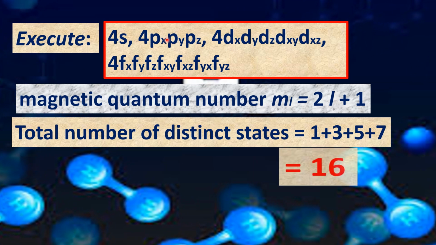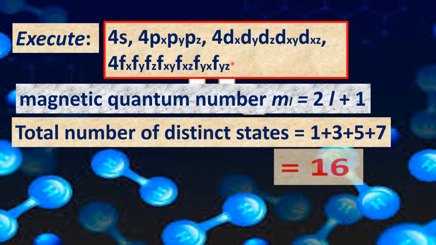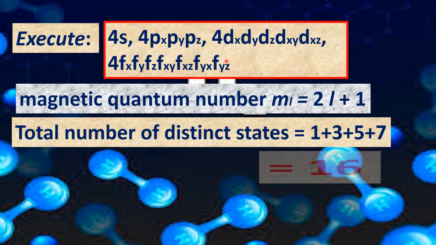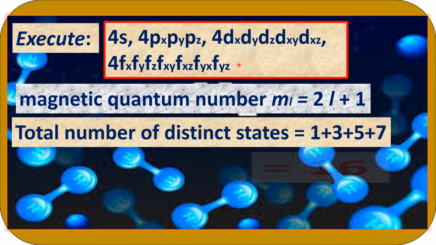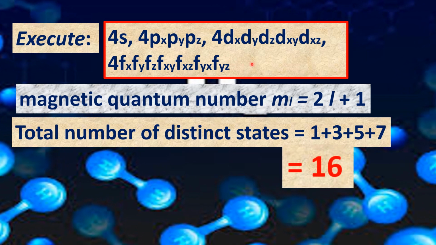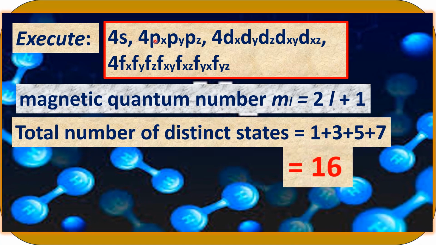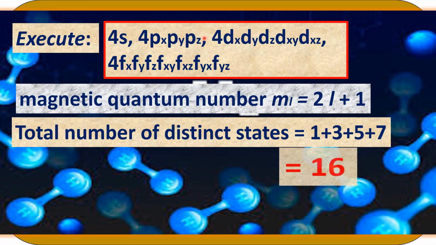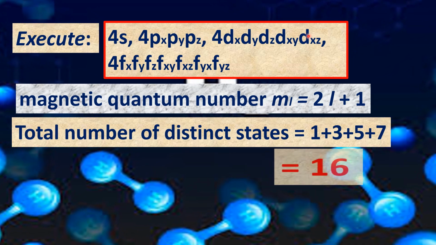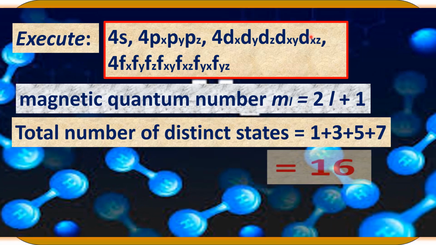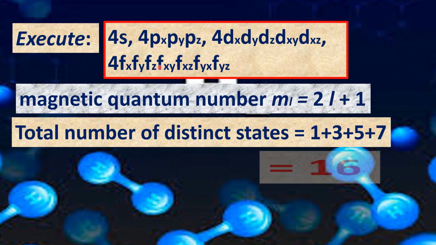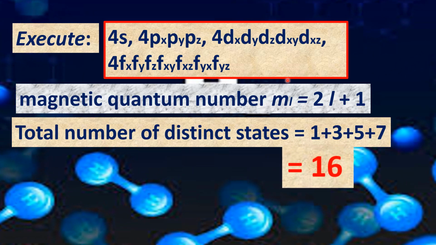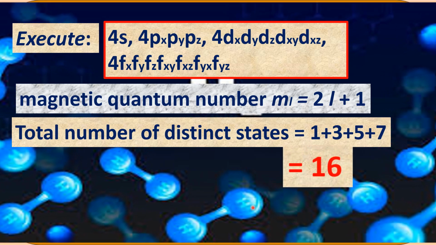So if you add all of these orbitals or states, there will be 16 all in all. 1 plus 3, so that's 4, plus 5, that's 9, and plus 7, for a total of 16 distinct states or electron orbitals.